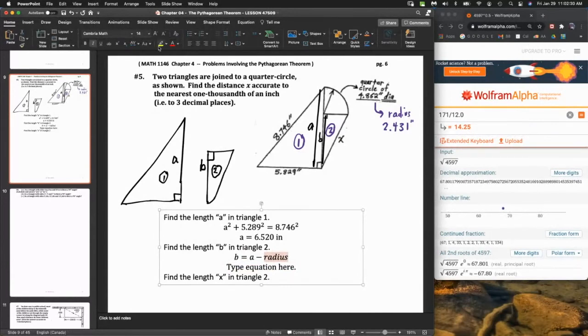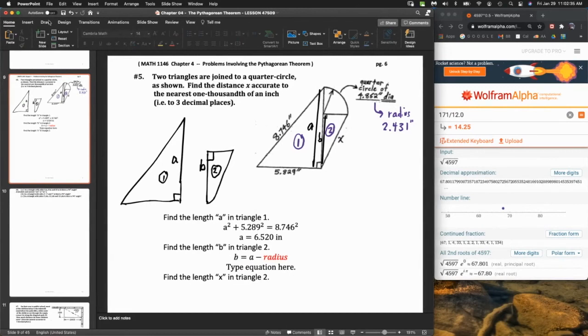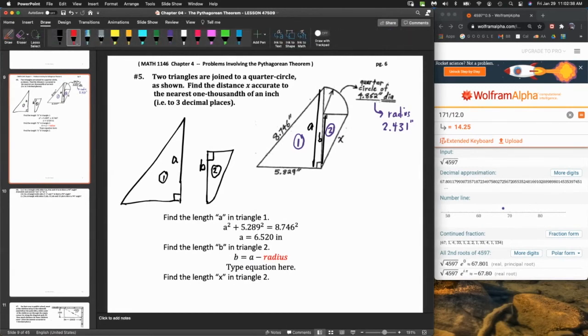So why don't we give the radius some color? Let's make the radius red. A little bit of alliteration there, I like that. And I'll get my red pen, and that's the radius right there. You can put a little tick there as well, okay? So those are both 2.431. So in this case, B is equal to A, well, B is equal to 6.520 minus 2.431, which is equal to, what's that equal to? 4.089.